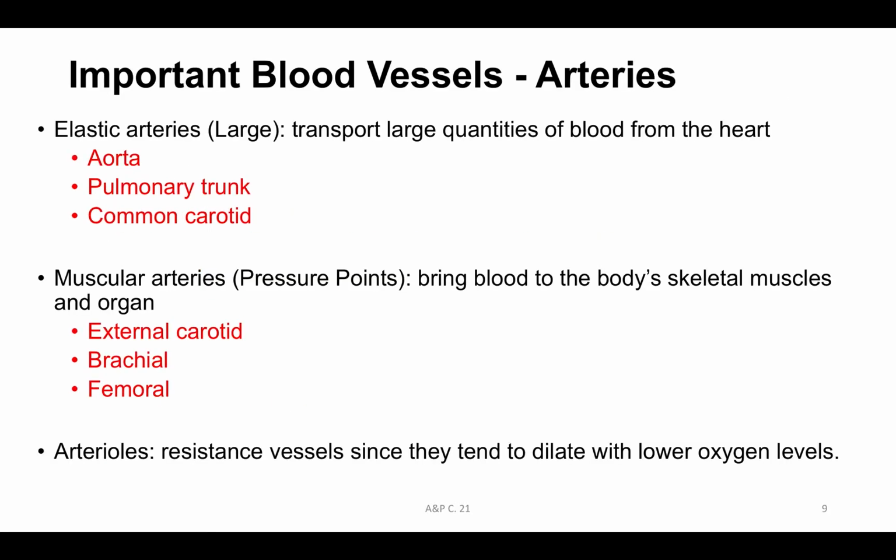Now we took a look at important blood vessels with arteries. The largest group of arteries are called elastic arteries, and their function is to get large quantities of blood from the heart. And some examples are aorta, our pulmonary trunk, and the common carotid, which is going up to your brain. From elastic arteries are going to branch muscular arteries, which we refer to as our pressure points, and they're the ones that are going to bring blood to our muscles and organs. And some examples are your external carotid, your brachial in your arm, and your femoral in your leg.